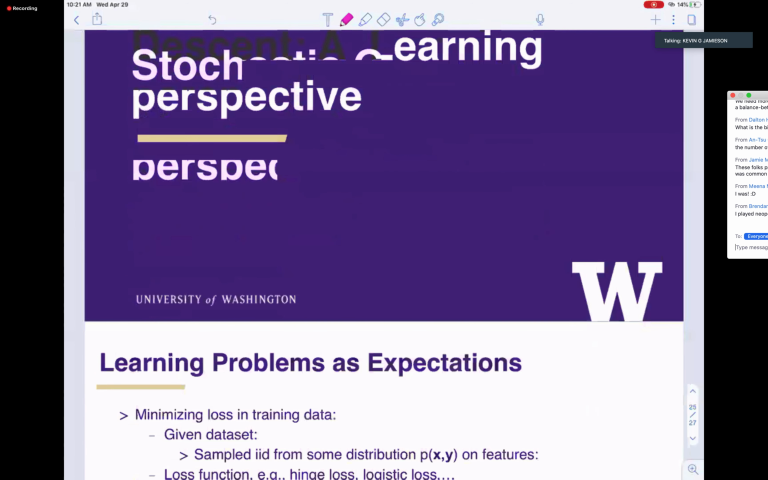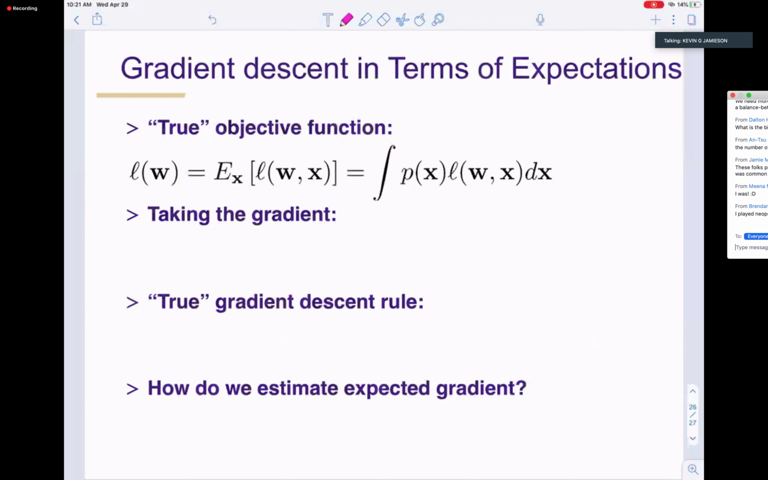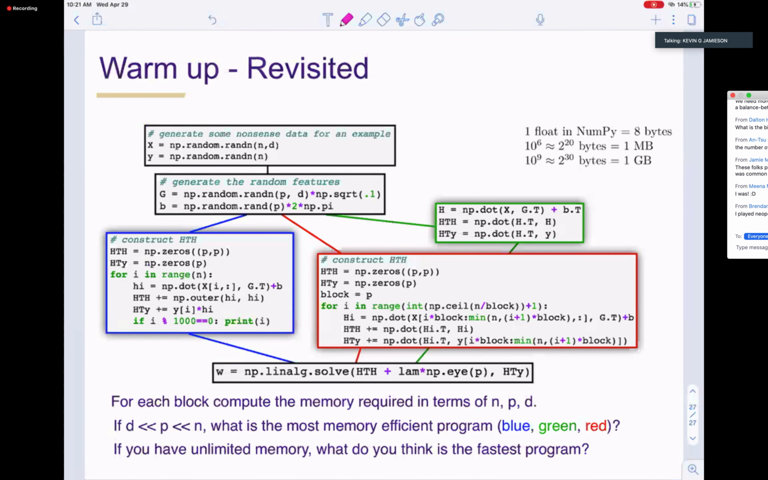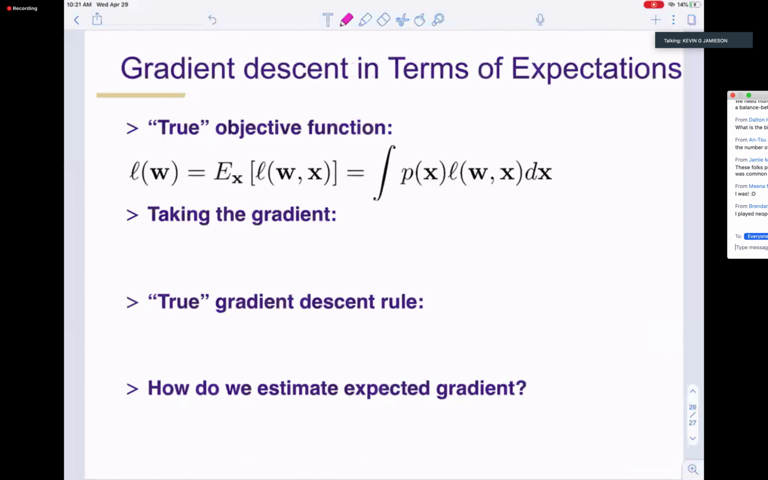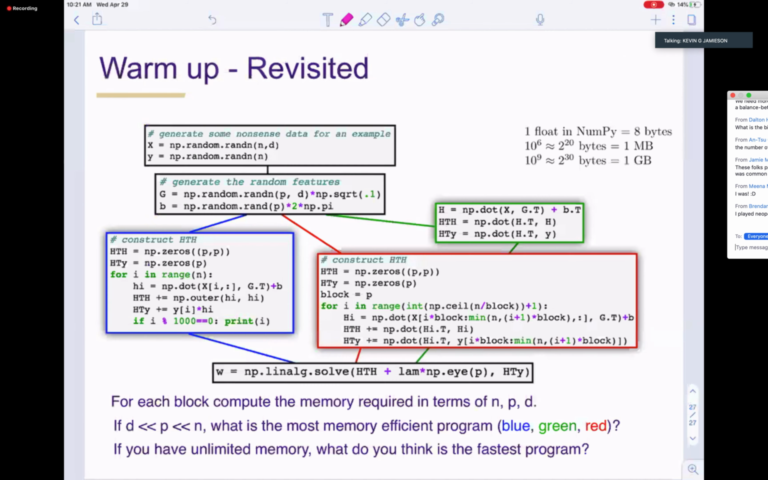There's also a different perspective on stochastic gradient descent, but I'm not going to go through it. I'd encourage you to go over these slides, but it's not that important for our purposes. The last thing I want to talk about is doing stochastic gradient descent. I'm not going to do batches like this.